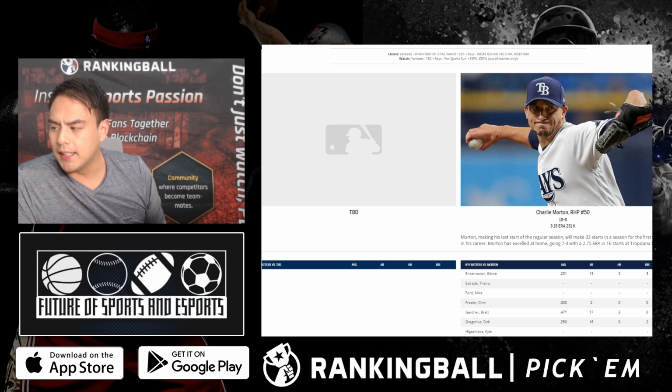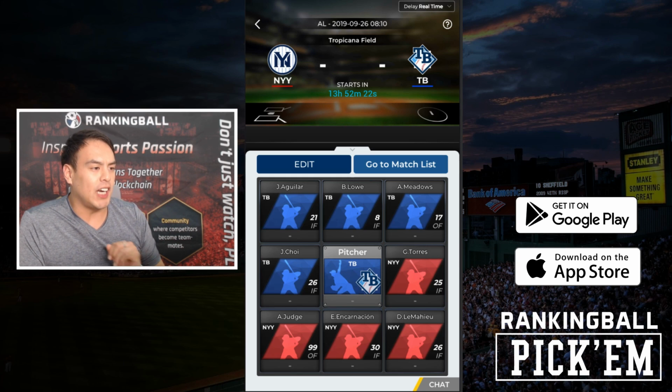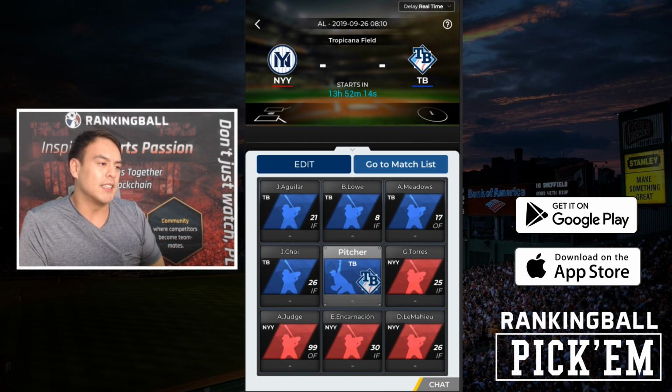Again, you see that the lineups are not set. The pitchers for New York are not set. I might change this board early tomorrow morning or during the day when they announce the lineups. But as of right now, this is my board, this is what I like, and this is how I think I will do well in Ranking Ball. That's how I set up my board.